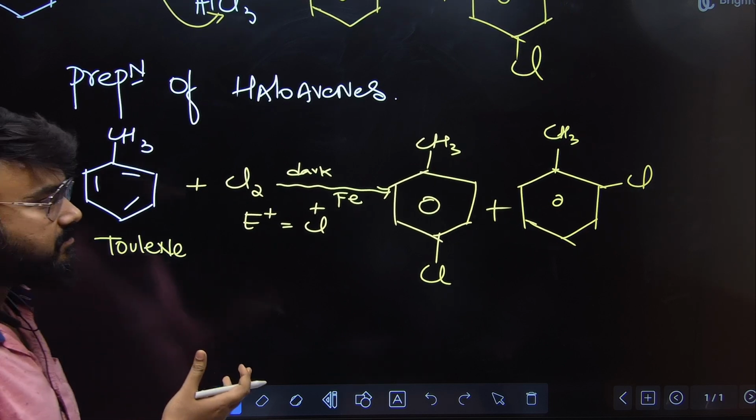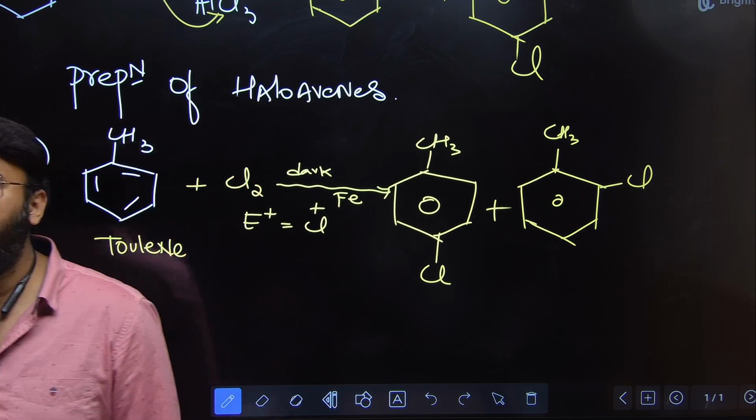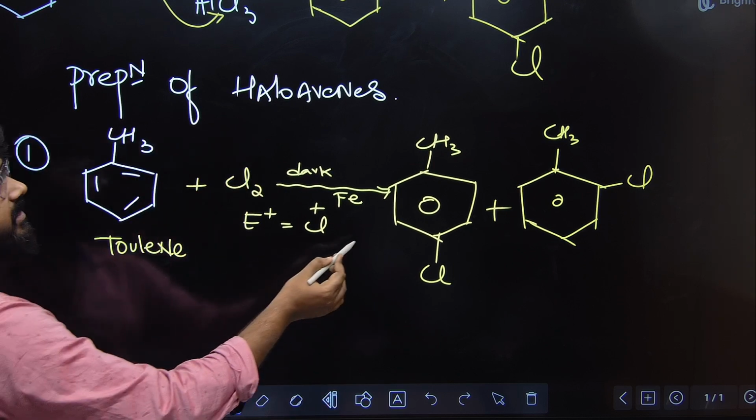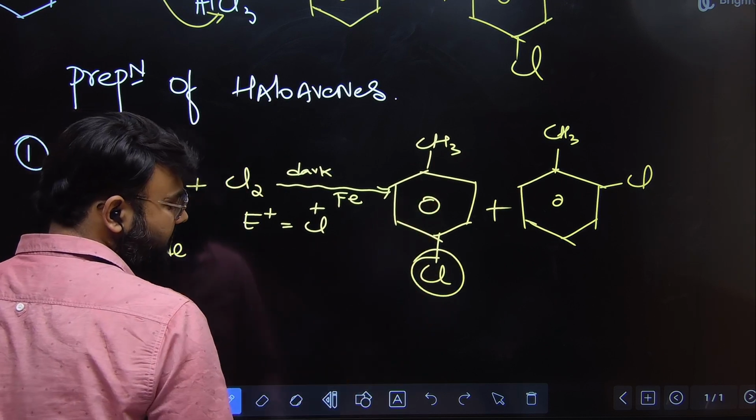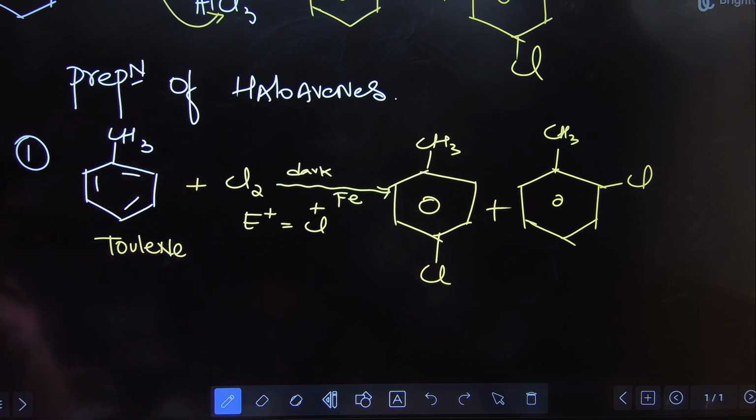So this is the first method. You can see we have got a haloarene, right? When a benzene ring is directly attached with a halogen group, it's a haloarene. So this was the first method of preparation. Now we will see another one. Write a note.